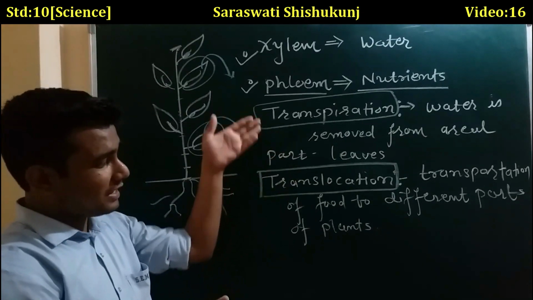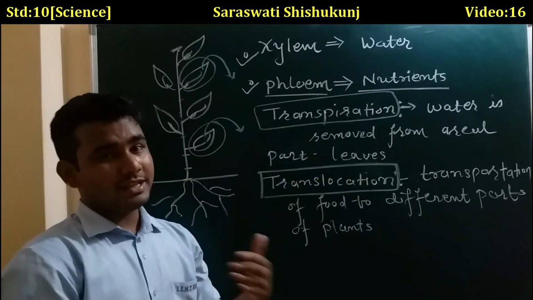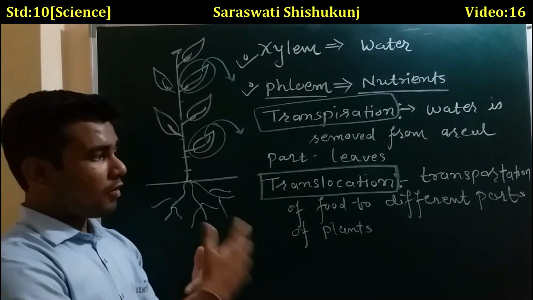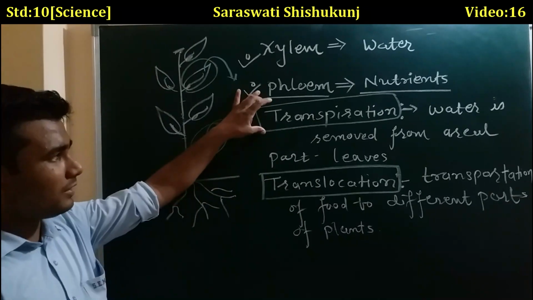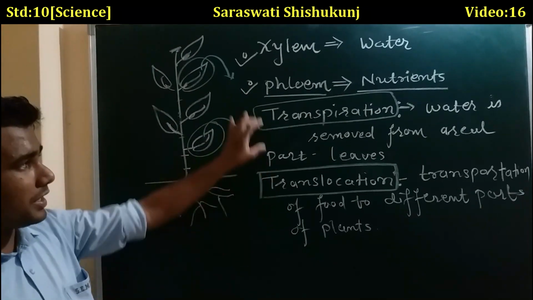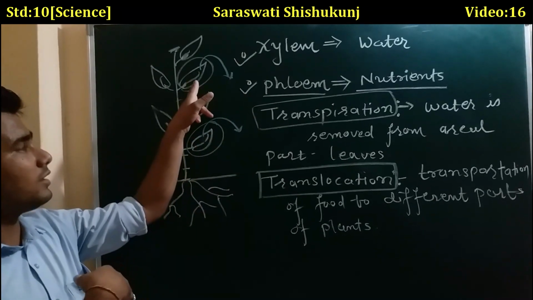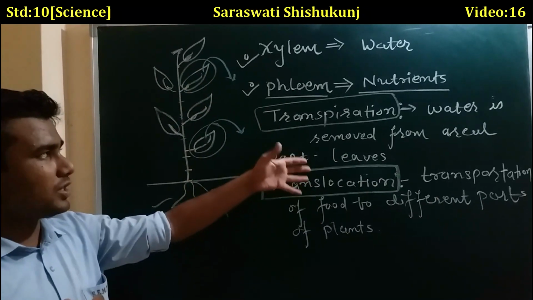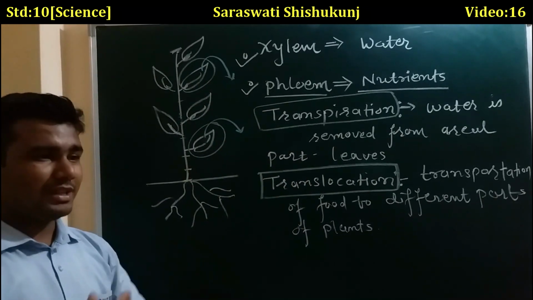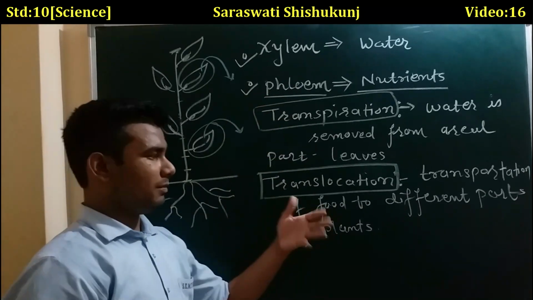Both definitions are very important. Due to translocation only, the flow of energy will be maintained in plants. So generally, transpiration is evaporation which is done through leaves by stomata, and translocation is done by phloem, by the companion cells and sieve tubes of phloem.